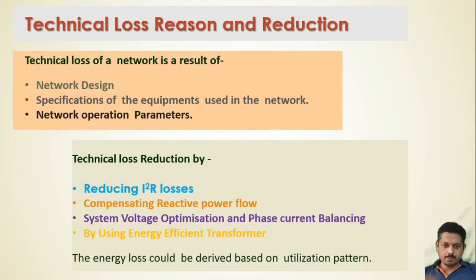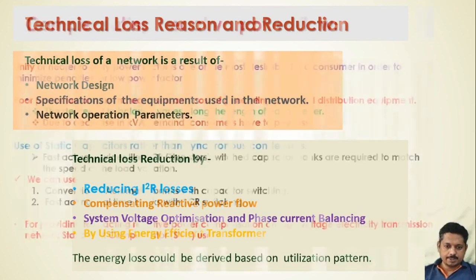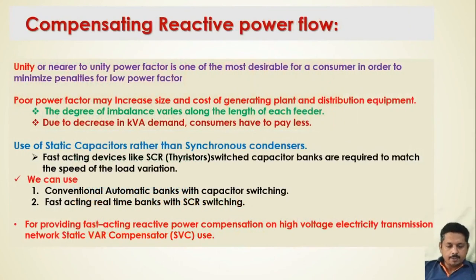Now our next method of reduction in technical losses is compensation of reactive power flow. Let's see how it can be done. As we know, unity or near unity power factor is very important. If you fail to achieve that, then you have to pay a penalty to the electricity board. So we must try to achieve unity or near unity power factor.